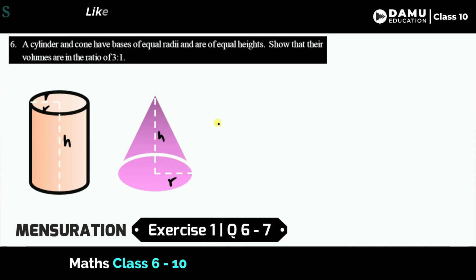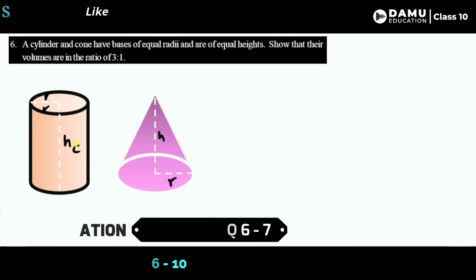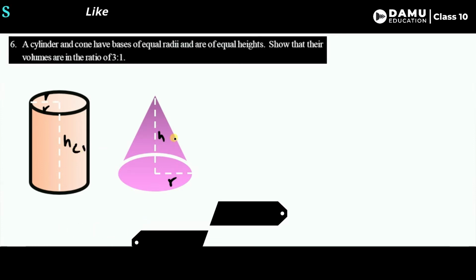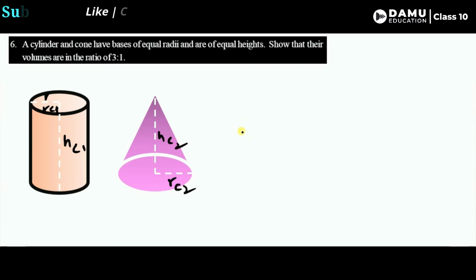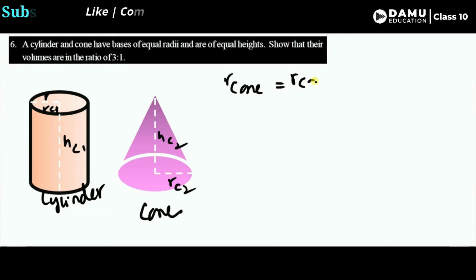Both are equal. So here, H_C and H_cone. Let's take the cylinder as H_C1 and the cone as H_C2. Then R_C2 and R_C1. That means show that their volumes are in the ratio of 3:1. So this is the cylinder and this is the cone. The radius of the cone will be equal to the radius of the cylinder.